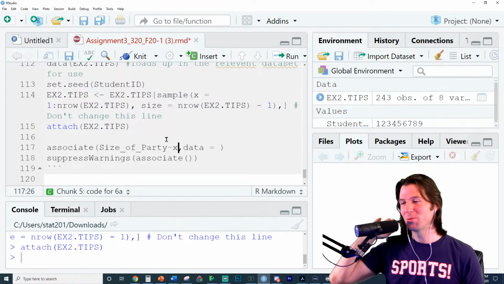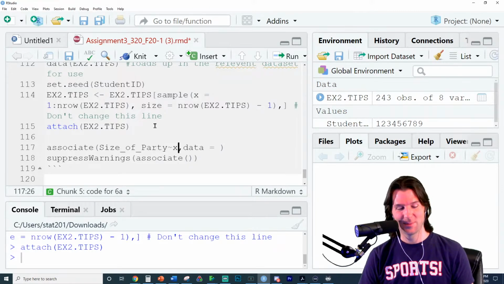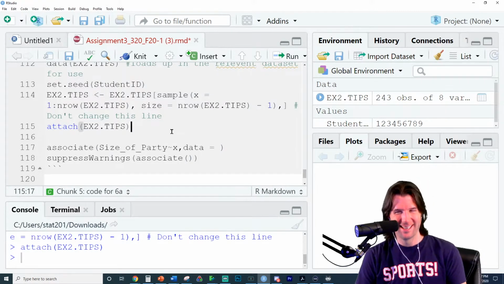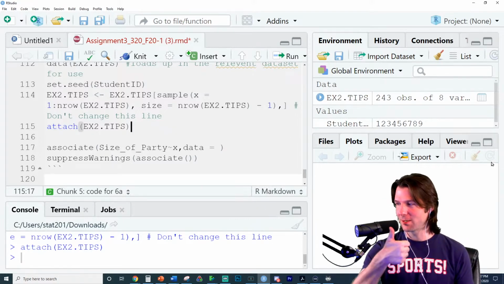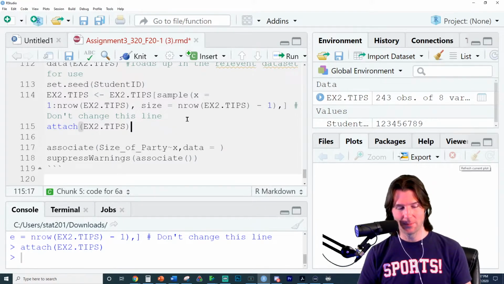It's associate equals y tilde x data smiley face. I love it, Colin. It turned like mine into like a thumbs up or something. I was like, wait, what?